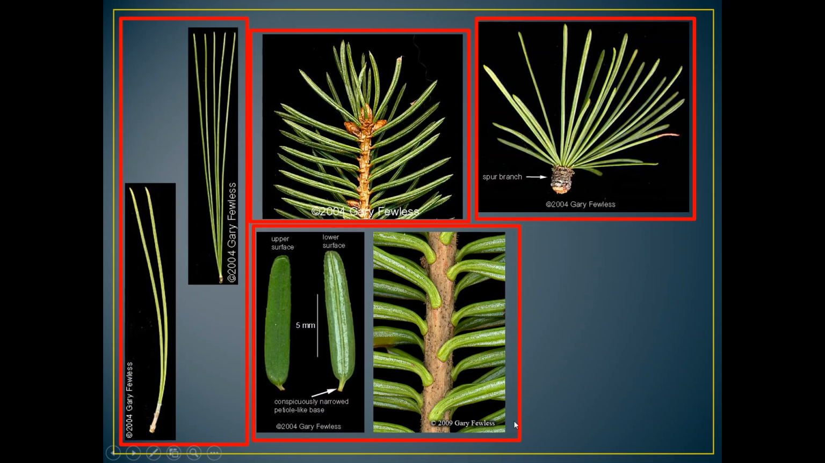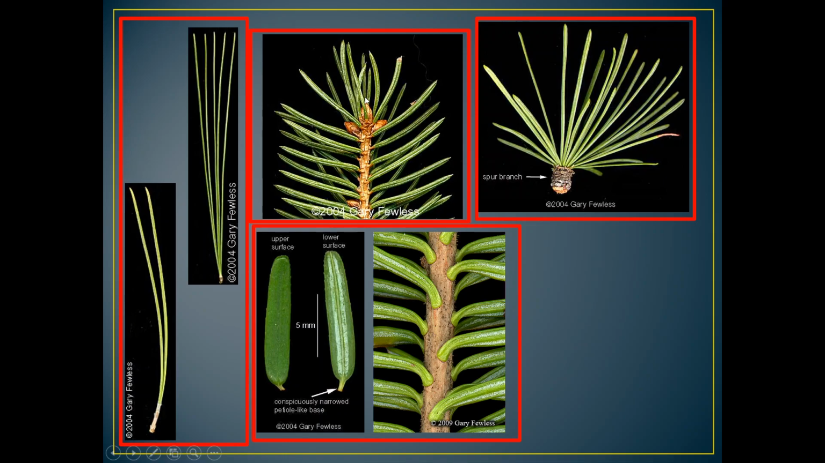The only other species that has multiple needles attached to a single point is up here on the right, and this is the tamarack, and it can have up to 20 needles attached to a single spur branch, which is then attached to the main branch. The rest of the groups have their needles attached individually to the branch.